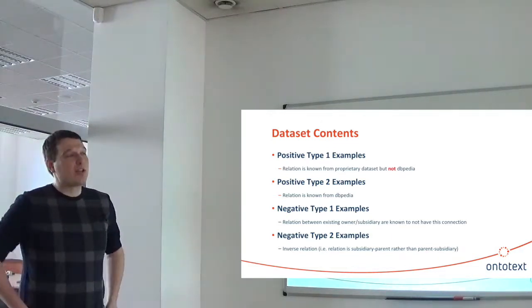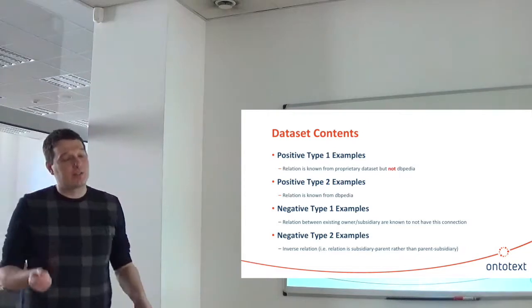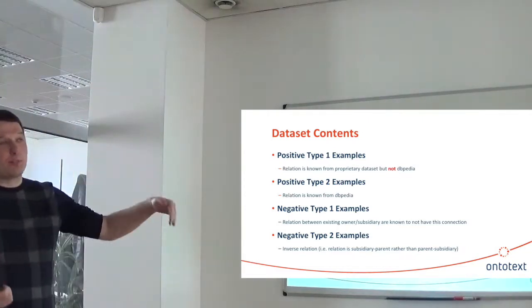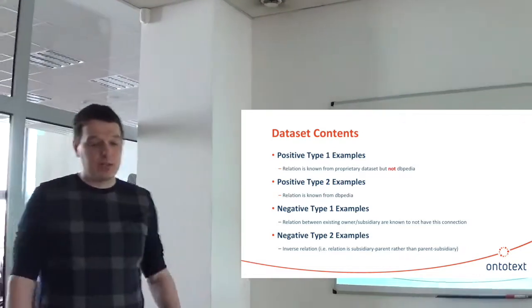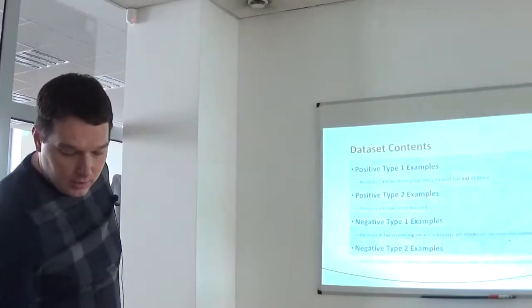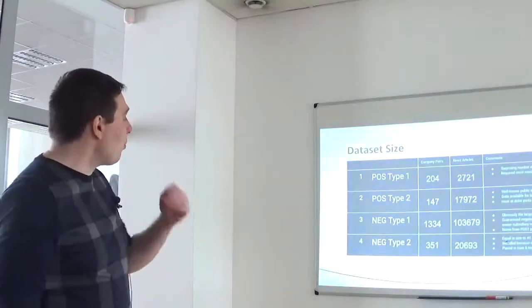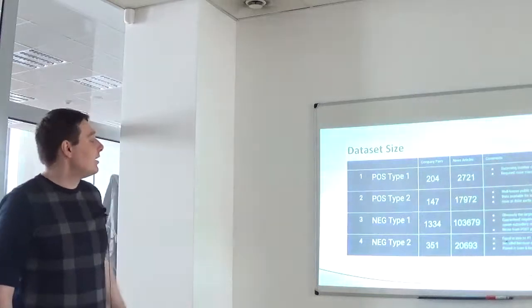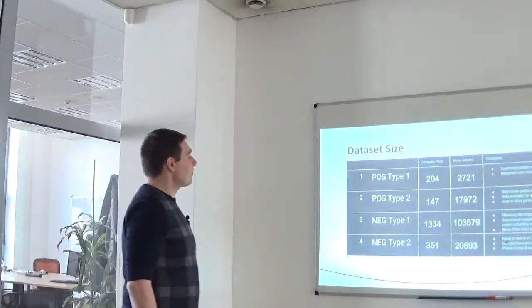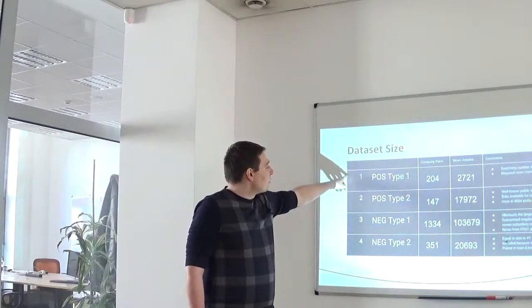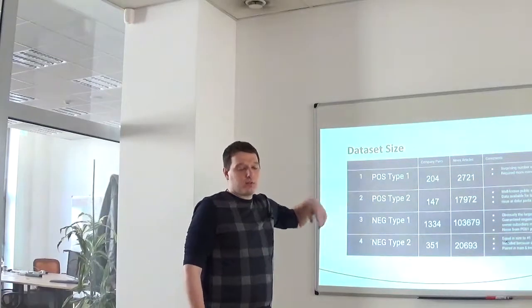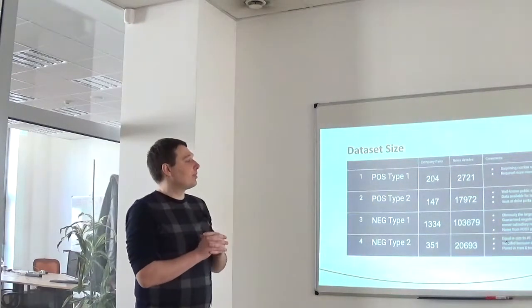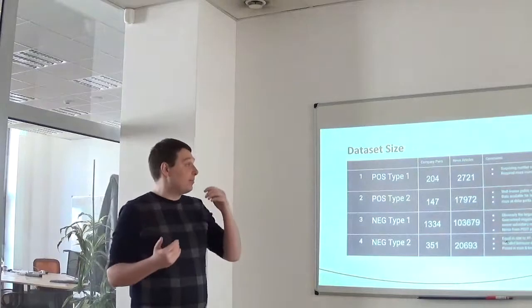And we don't just want to say, well, one of these owns the other. The algorithm needs to be able to tell which one's the parent company and which one is the subsidiary company. So then we went and collected the data, and something you'll see is, once we started with the positive type 1, these are the ones we know about from proprietary sources that are not reflected in DBpedia.